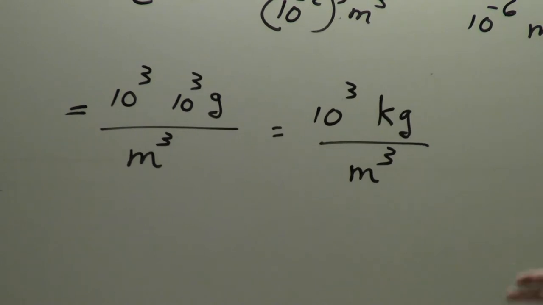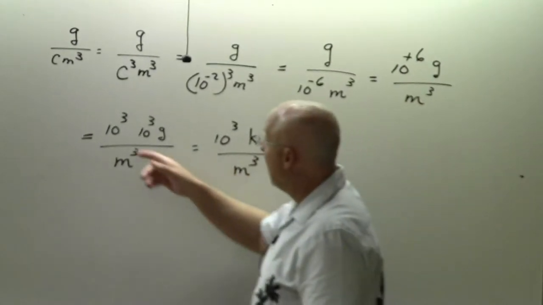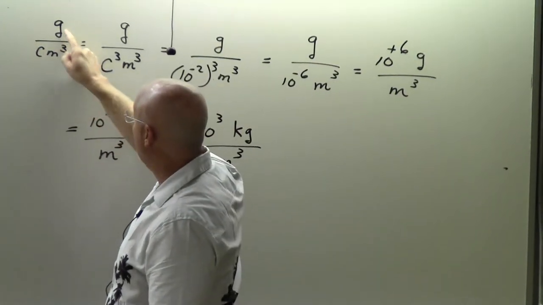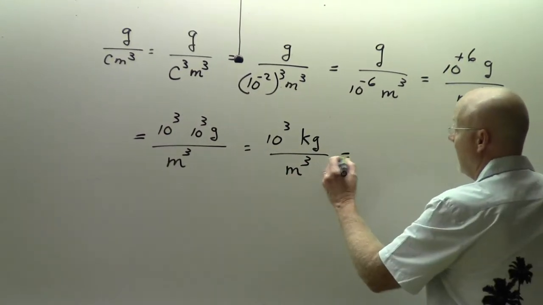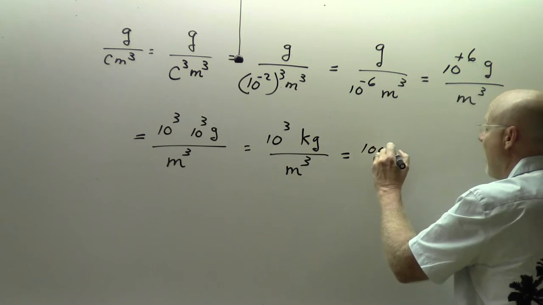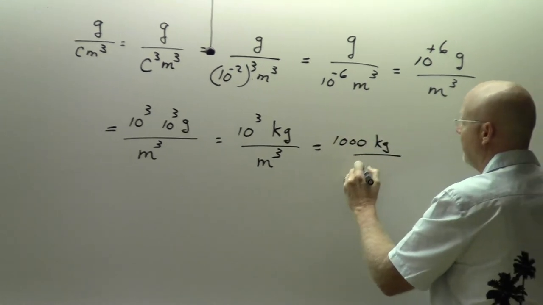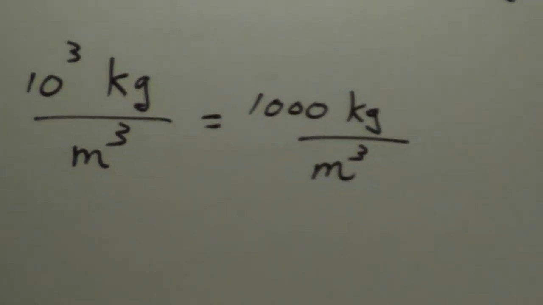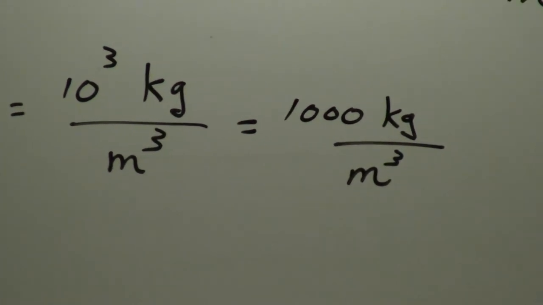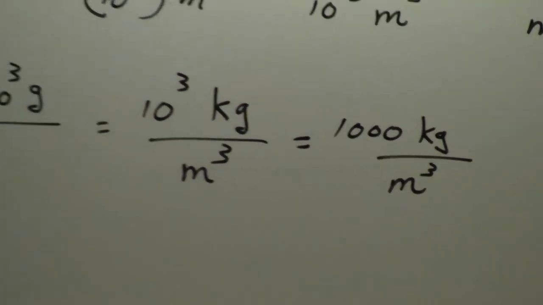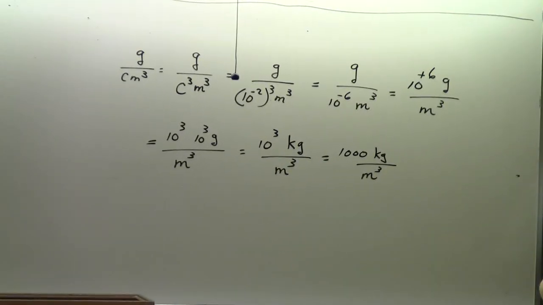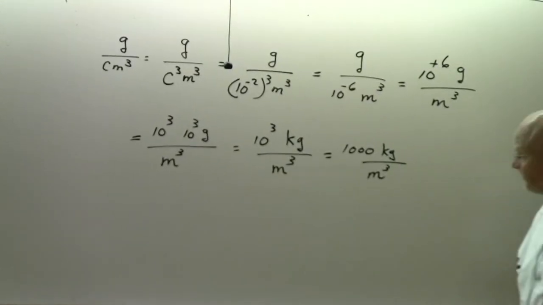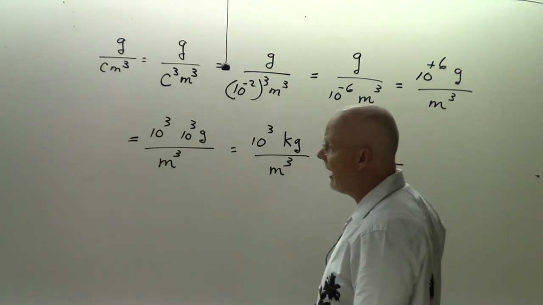And now I get what I was hoping for, which is 1 gram per cubic centimeter is then, and I'll write this out as 1,000 kilograms per cubic meter. So you'll be asked to switch back and forth between a gram per cubic centimeter and a kilogram per cubic meter. And so you can see there's 1,000 of them.